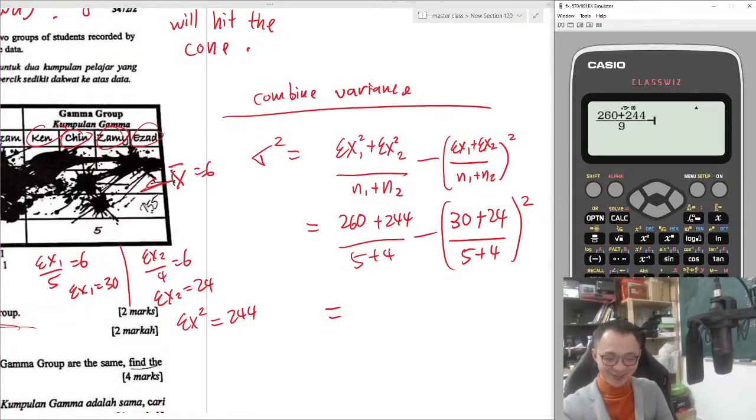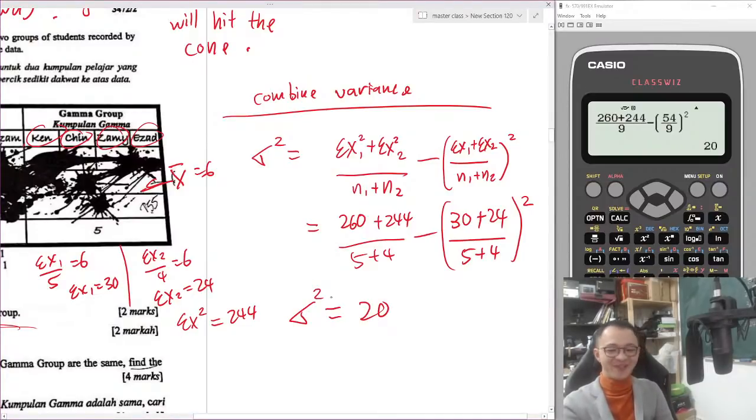Minus bracket fraction. 30 plus 24 is 54, okay? Divided by 9 squared. Alright, so okay, nice. 20. So my combined variance, I'm not sure. Anyone of you, if you have the marking scheme, please check with me. Is it 20 here?